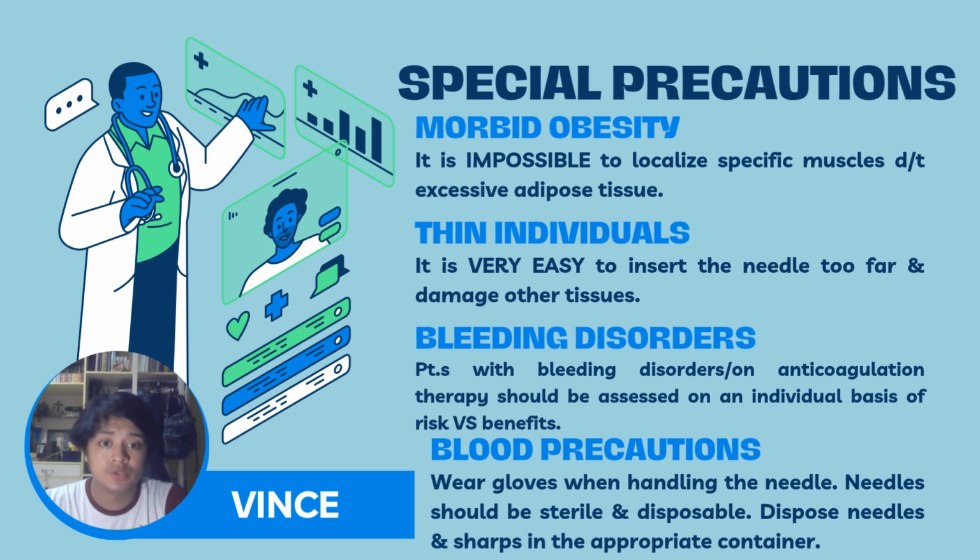Third is bleeding disorders. Patients with bleeding disorders and or on anticoagulation therapy should be assessed on an individual basis of risk versus benefits. Examples of bleeding disorders can be hemophilia, to name one. Lastly, blood precautions. Always wear gloves when handling the needle. Needles should be sterile and disposable, and always dispose needles in the appropriate container.